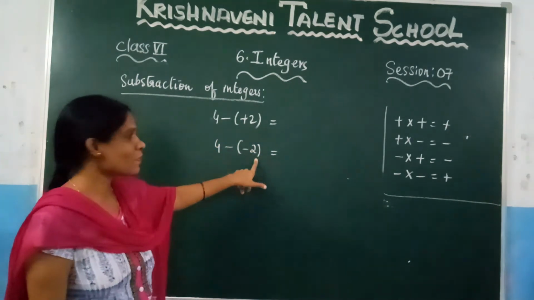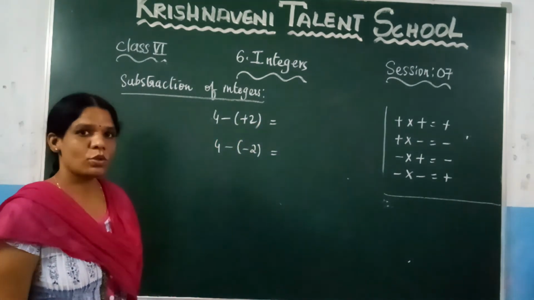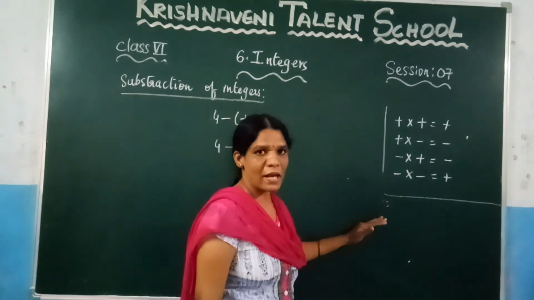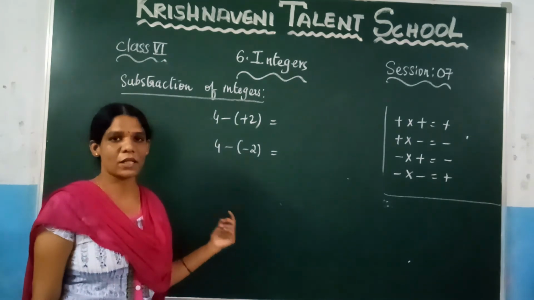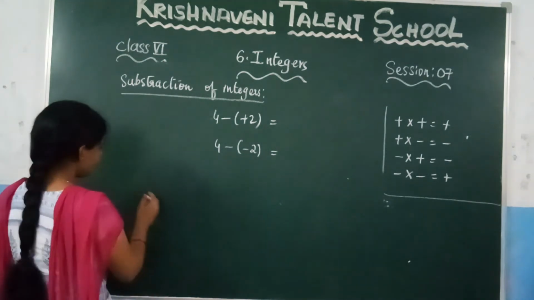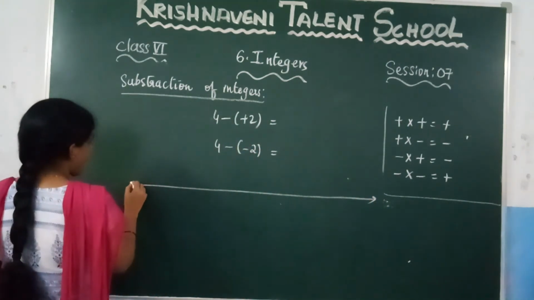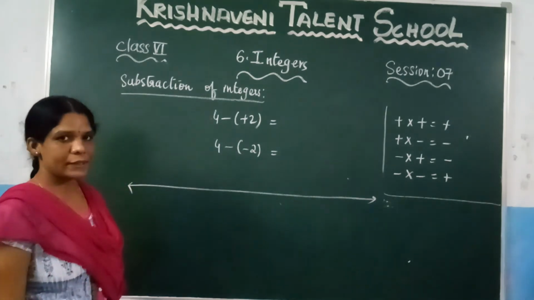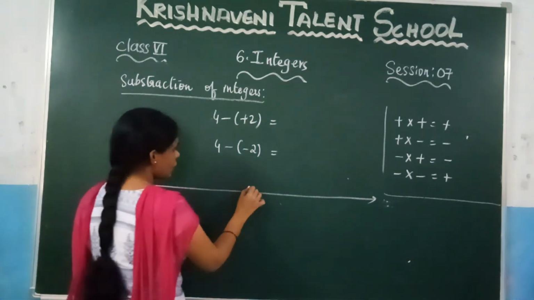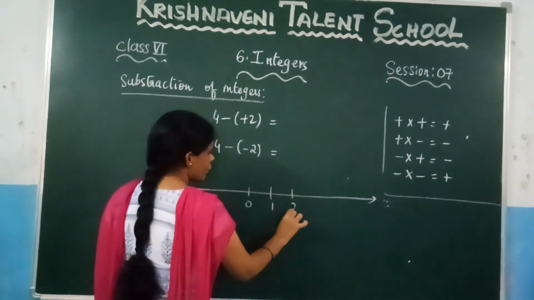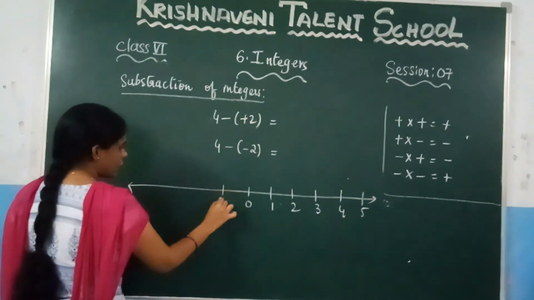Let us see by taking the number line how to solve these. Without the number line, you already know you can follow this pattern, and that one also we will solve. Let us see first by using the number line. Draw the number line first. After that mark the numbers: 0 in the middle, positive numbers to the right side of 0, and negative numbers to the left side of 0.